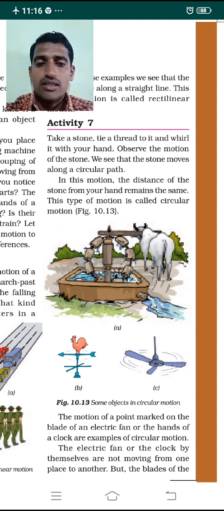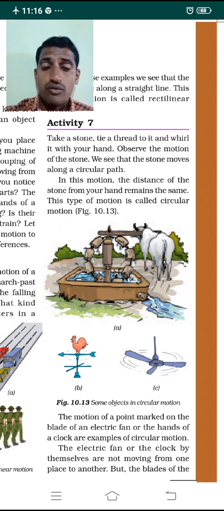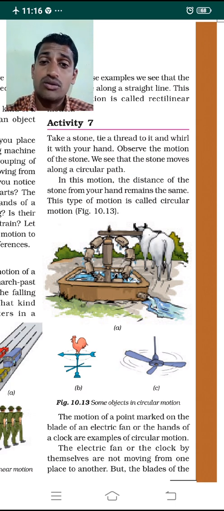Look at picture A here. A bull is tied to a wooden piece and moves in a circular motion, so that the water in the well is made to come out. This is the old method of watering the crops, which was followed by the farmers.